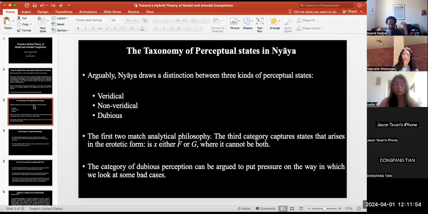So in perceptual state taxonomy in Nyaya, it's typical to acknowledge the distinction between veridical, non-veridical, and dubious. This is not going to play an important difference in the theory we're going to give, but it's important for recognizing at the outset that when people are taxonomizing perceptual states, there may be various ways in which people disagree about what the fundamental taxonomy is of the kinds of perceptual states that we can talk about.